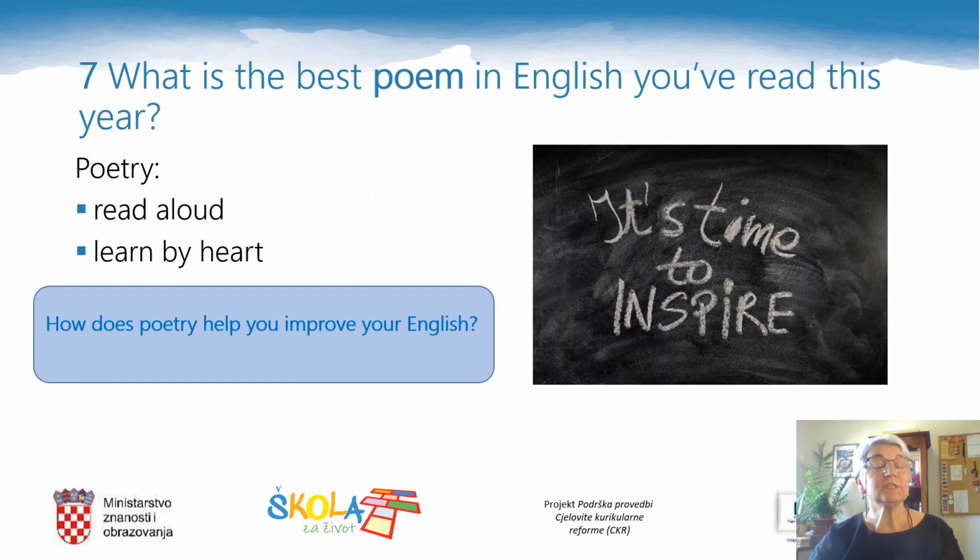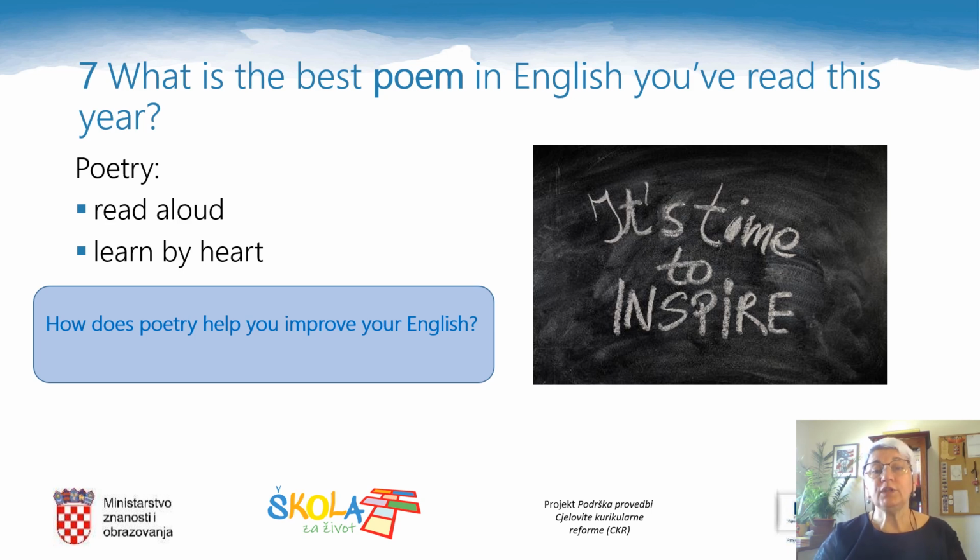The last question is about poetry. What is the best poem in English you've read this year? Think about it, write the title, and think about how you use poetry to improve your English. My two ideas are you can read poetry aloud. It helps your pronunciation, and you can learn by heart if you like a verse or the whole poem. When you finish writing about your favorite poem, stop and think about how poetry helps you and write some notes. You will need them for later on.